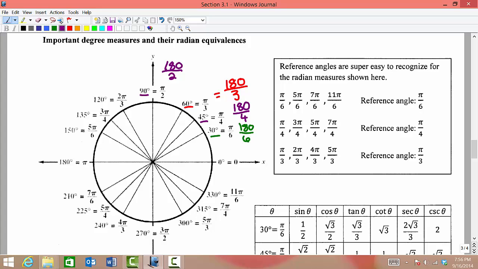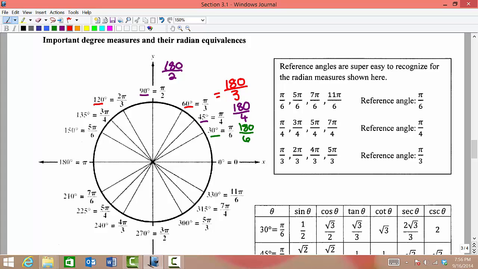As we go around our circle here, we're going to start to pick up the family of reference angles as we go through the rest of the quadrants. So here, this is our 60 degree reference angle family. And how would I know that this would represent 120? So we have 2 pi divided by 3.